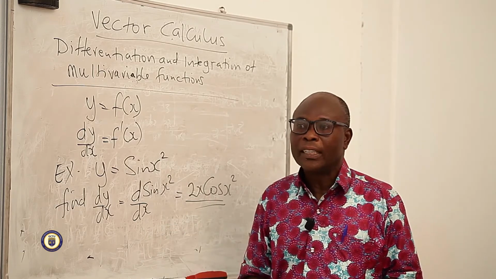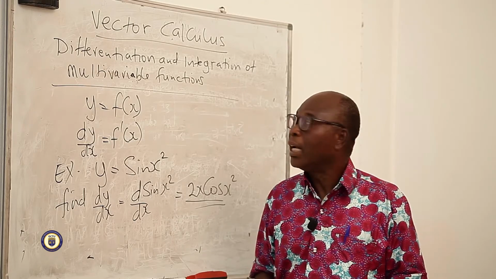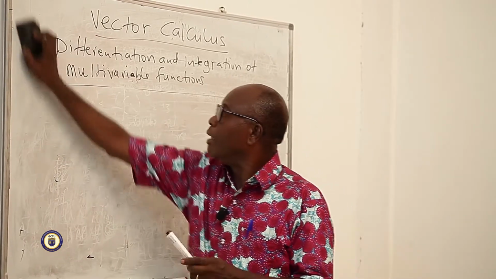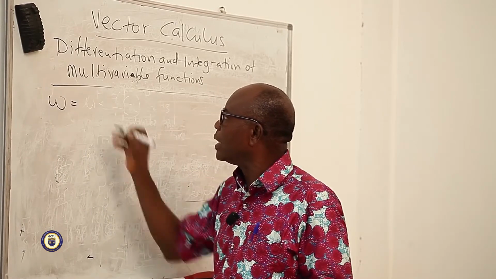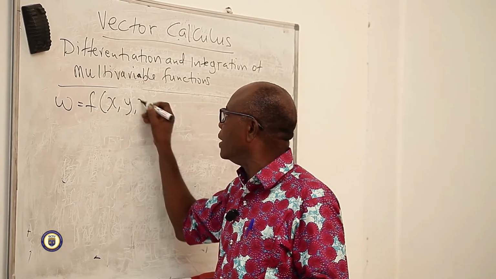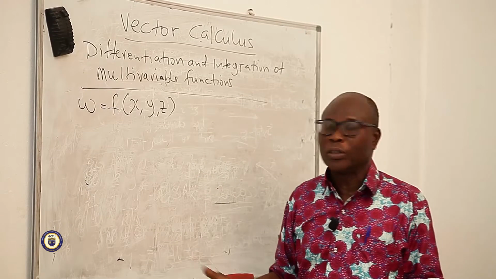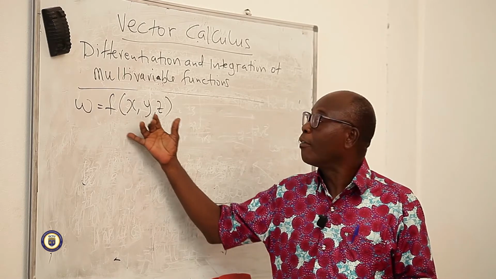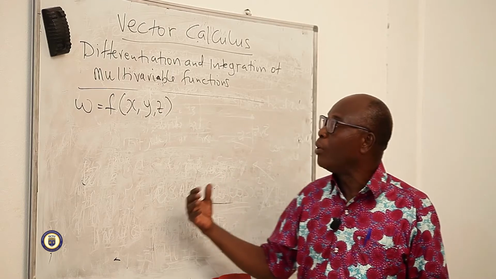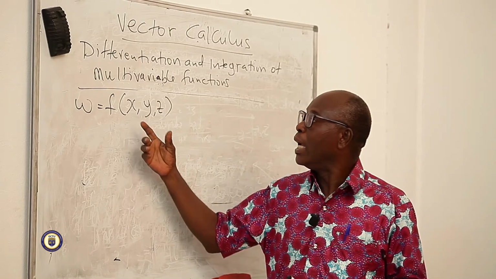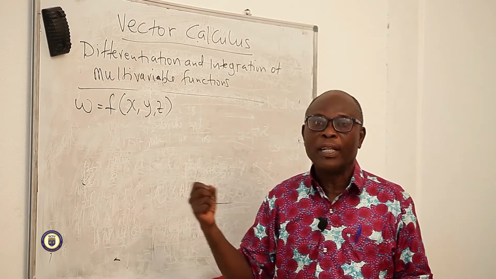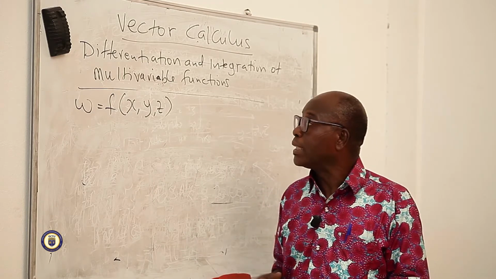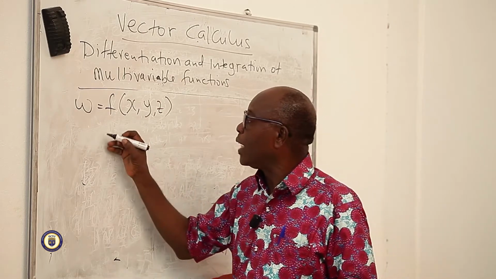Today, our main focus is on differentiation of multivariable functions. So in this case, we can have the function, let's say w, which is a function of, let's say, x, y, z. It can be two or more variables, but we are taking three. To differentiate multivariable functions, we differentiate the function with respect to each of the variables. In doing so, we keep the other variables as constant. And so to do that, we introduce you to partial differentiation.